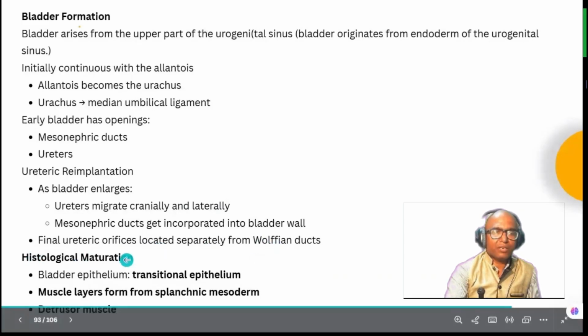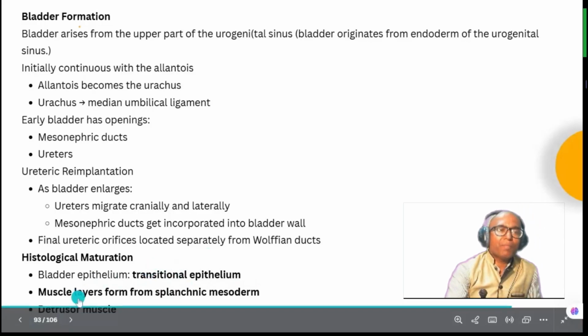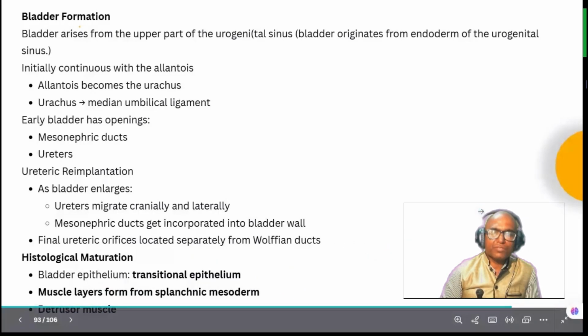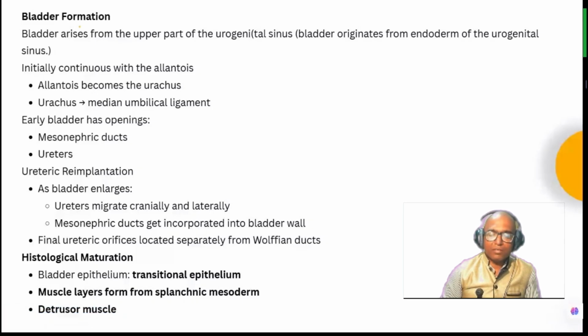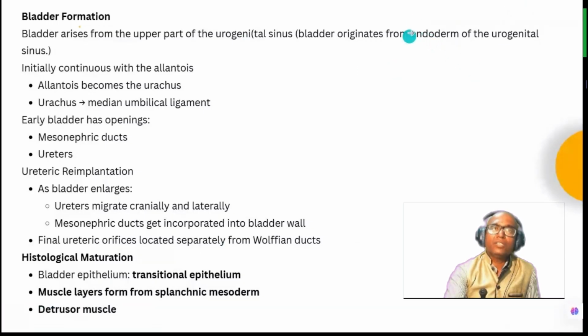Then there is histological maturation. The bladder epithelium is a transitional epithelium. This is also SBA. What type of epithelium do you get in the bladder? It is a transitional epithelium. Okay. Muscle layers form from the splanchnic mesoderm. That is the detrusor muscle. Okay, so splanchnic mesoderm will give rise to the muscle layer. So muscle is coming from the mesoderm, while most of the bladder is coming from the endoderm of the urogenital sinus.